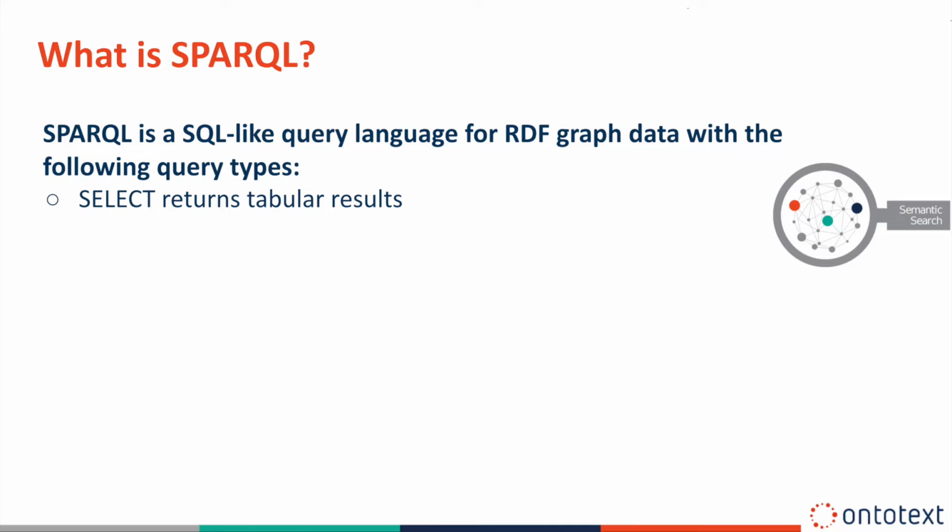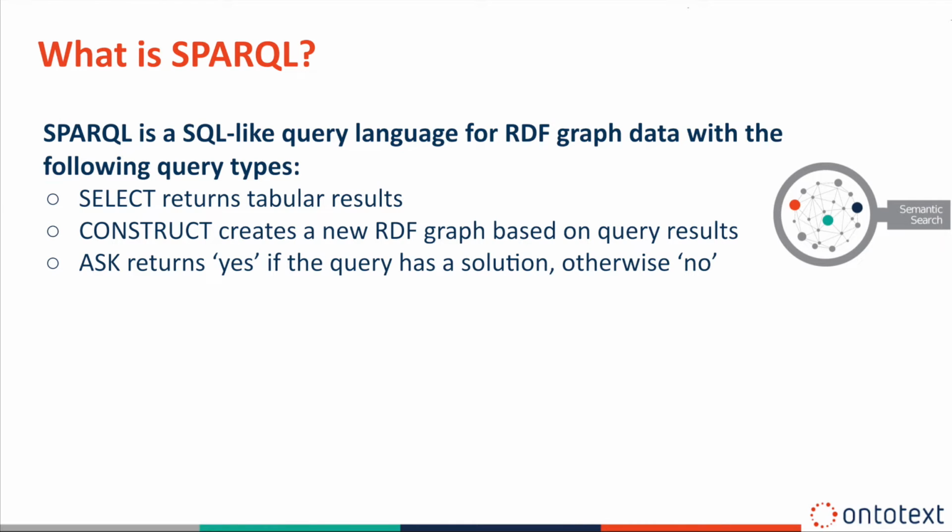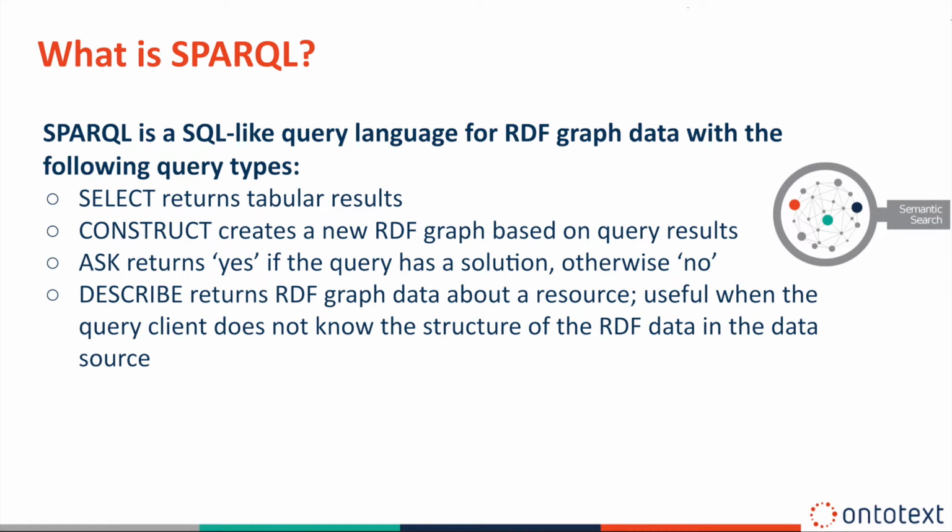The SPARQL select is similar to the SQL select in that it produces tabular result sets. The SPARQL construct creates a new RDF graph based on query results. The ask query returns yes or no, depending on whether the query has a solution. Describe returns the RDF graph data about a resource.